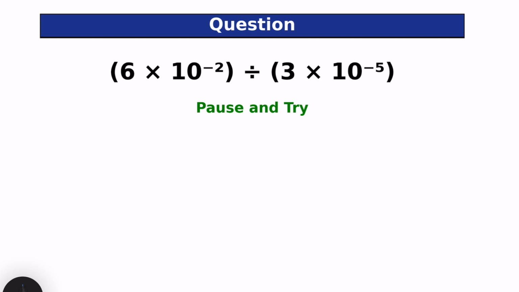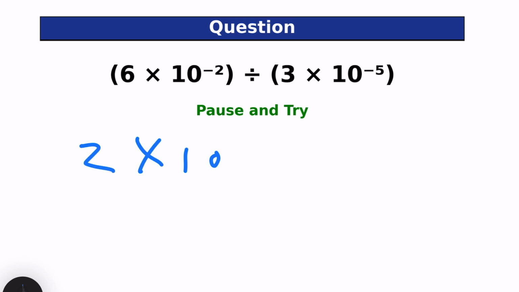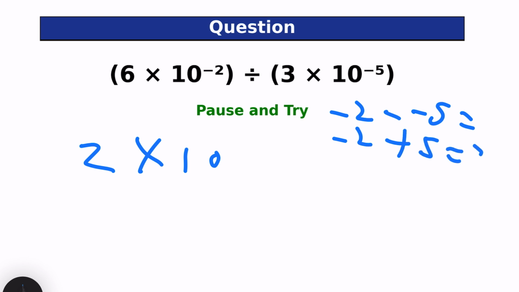Okay, I've got one for you to try. Pause the video, have a go, come back to watch the solution. Okay, so let's divide the integers. So 6 divided by 3, that's going to be 2. And now let's subtract the indices. So it's going to be minus 2 minus negative 5. And when you have two minuses, that becomes a plus. So it's going to be negative 2 plus 5, and that is equal to 3.